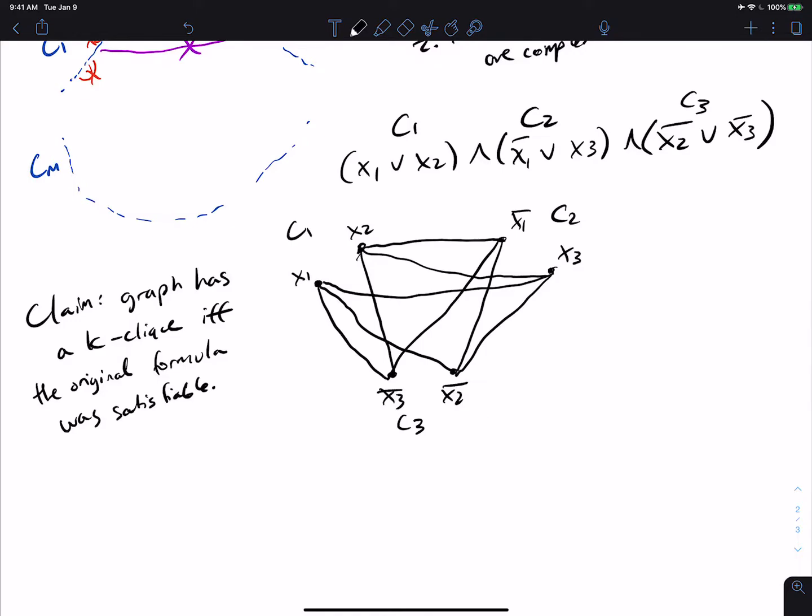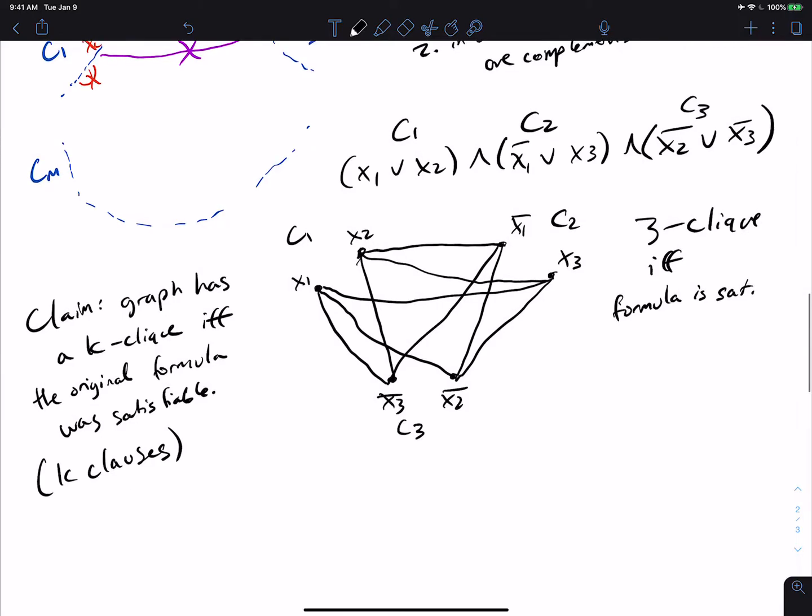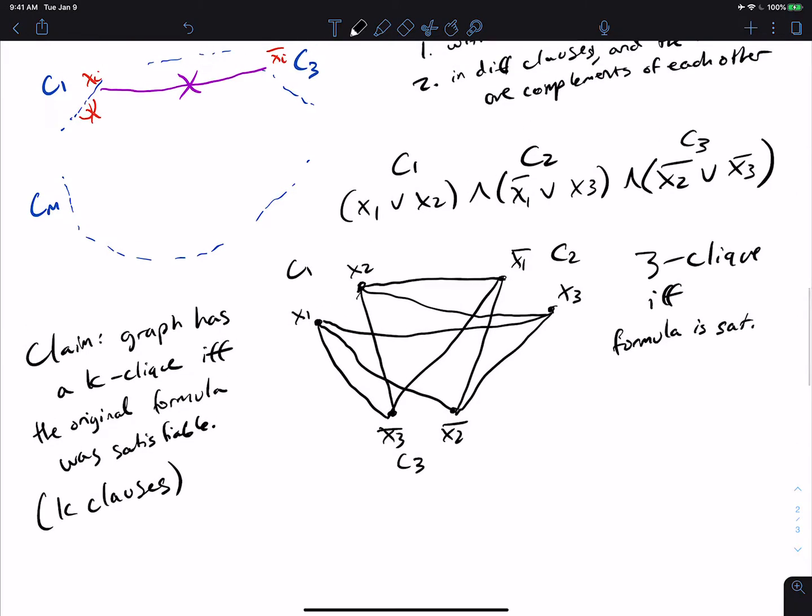And we have to make sure that we have k clauses in the first place. So whatever the number of clauses is, let's just say 3 here, then I claim that there is a 3-clique in this graph if and only if the formula is satisfiable. I'll just say SAT for short. So how can we satisfy this formula?